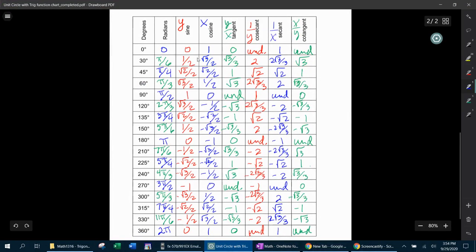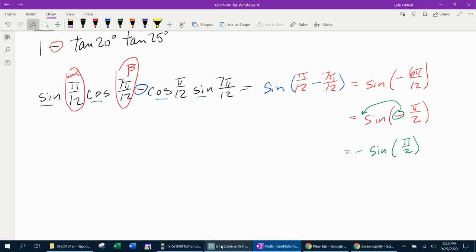So going to the chart, sine of pi over 2, pi over 2 is 90, that's 1. And so that's going to be negative 1. That would be our final answer, simplified completely.